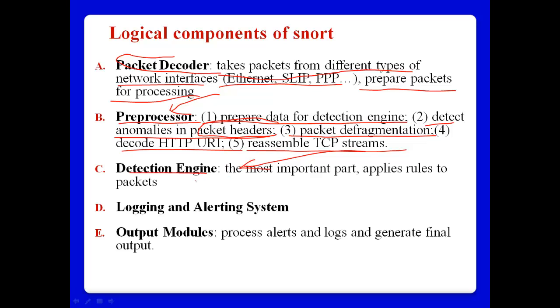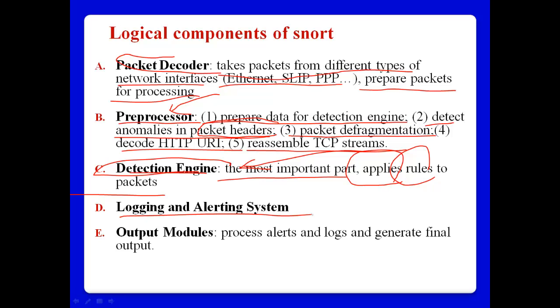We can say the detection engine is the most important part. Why? Because normally Snort applies its rules to the packet through the detection engine. So by the detection engine, we find whether this packet is malicious or legitimate. And after that, by the logging and alert system we can decide the destination of the packet from the detection engine. And output modules process the alert or the log, and after that generate the final output.